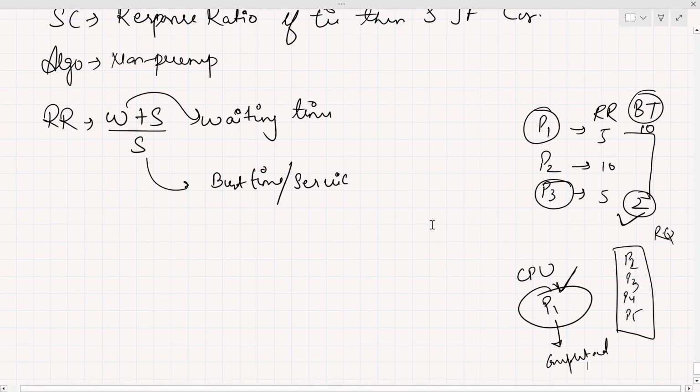Preemption means P1 is running and there is a high priority, valuable process. So what does the operating system do? The operating system snatches the CPU from the currently running process and provides the CPU to the priority, important process. This is the meaning of preemption. In non-preemption, a process acquires the CPU and executes until the particular task is complete, and then it leaves the CPU and another process gets the CPU. So this is a non-preemptive process.